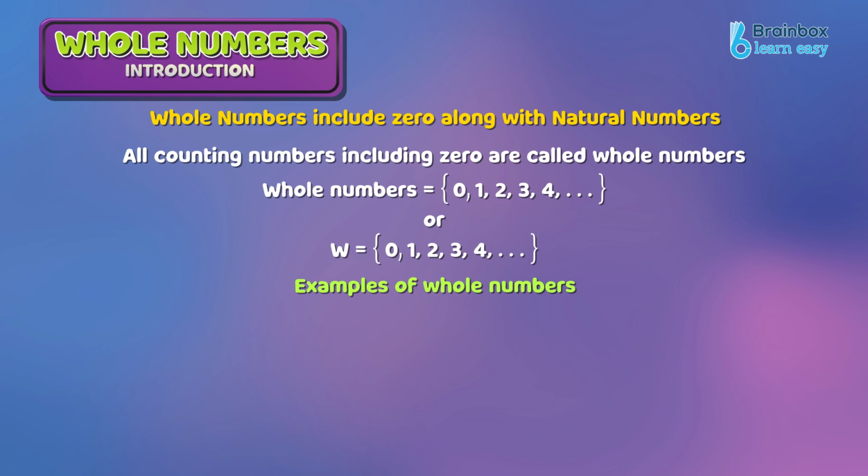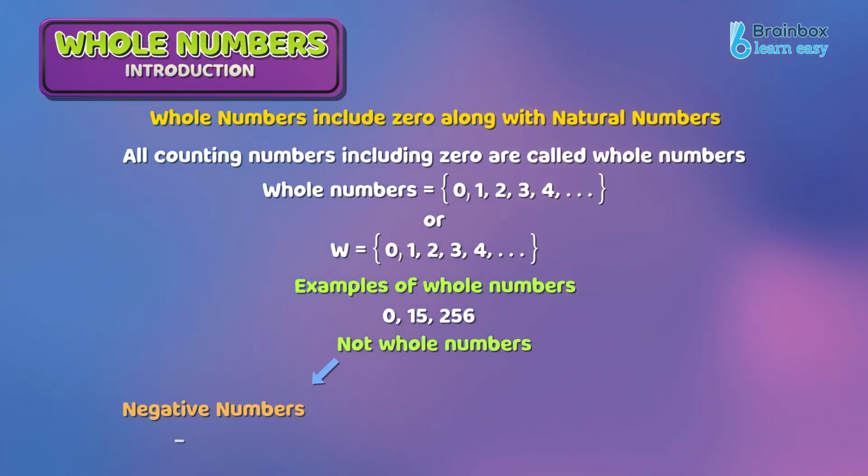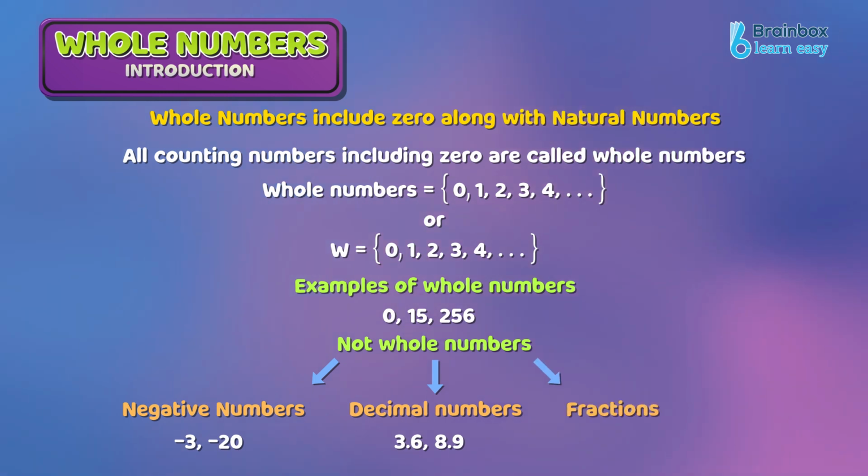Some examples of whole numbers are 0, 15, 256. But note these: -3, -20 are not whole numbers. 3.6, 8.9 are also not whole numbers. Numbers in the fractional form p by q do not form whole numbers.